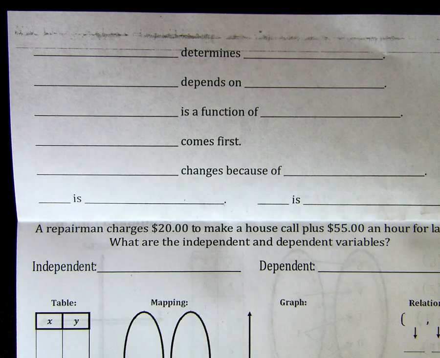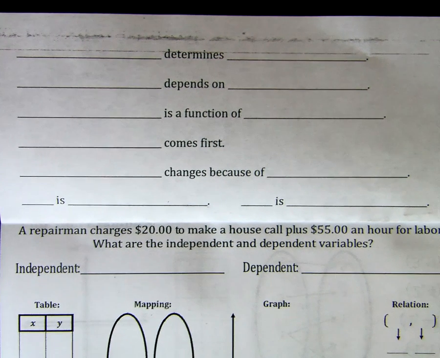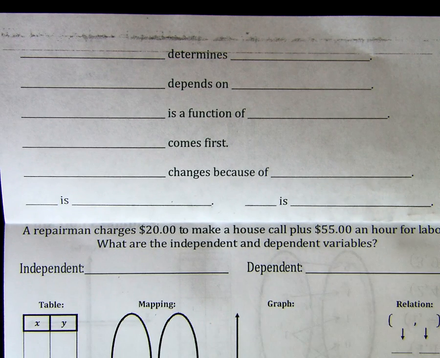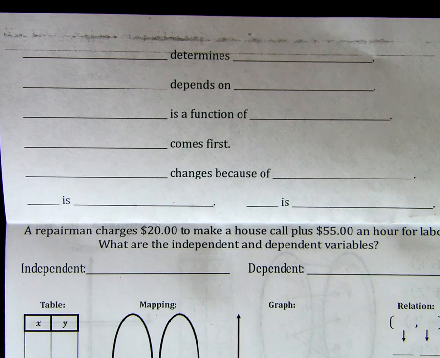Tonight we're just going to fill out part of our foldable. It's just going to be very basic and simple. We can thank Mr. Johnny for making it all neat and pretty. We're going to just recap what we did in class today with independent and dependent.